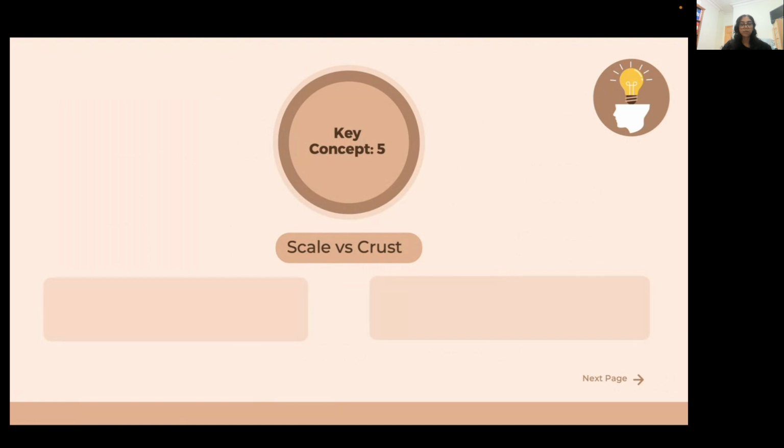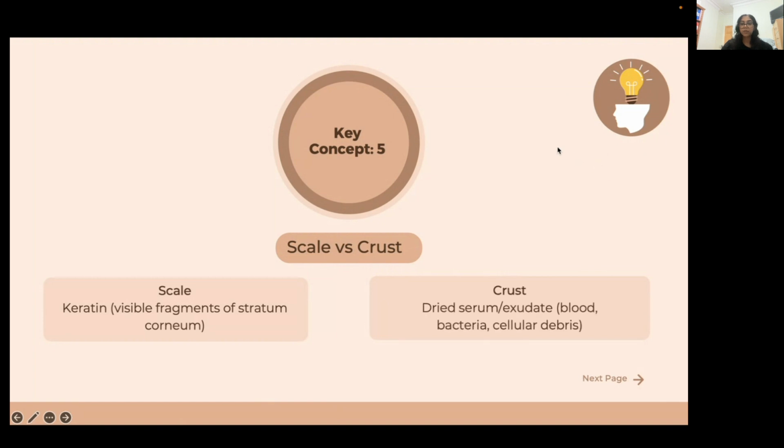Okay, so we have one response suggesting that crust is due to infection, so it's yellow, whereas scale is not and appears more white. Okay. So I agree. Typically crust does tend to look a bit more yellow in color, whereas scale is more white in color.